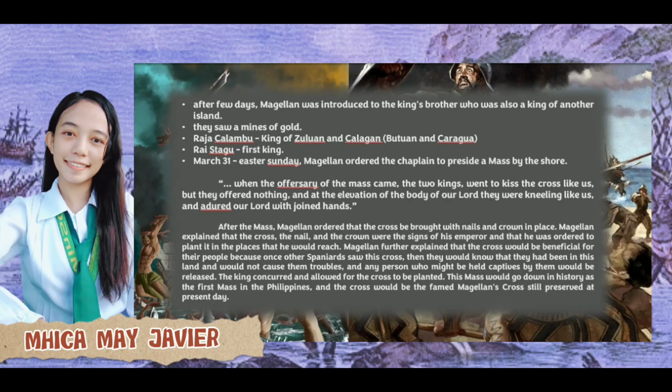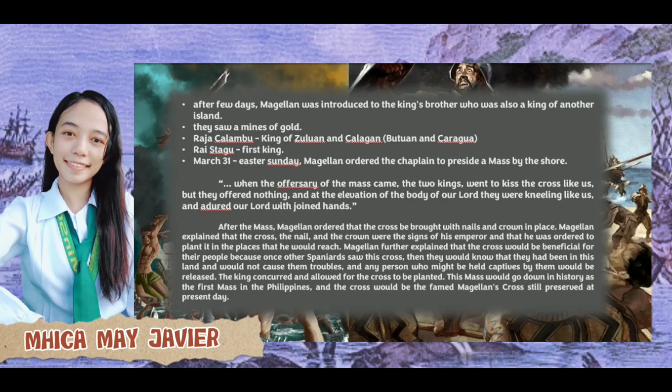Ang hari ay si Raha Kalambu, king of Saluan and Kalagan or Butuan and Caragua, and Ray Istago is the first king. On March 31, Easter Sunday, Magellan ordered the chaplain to preside a mass by the shore. At nung malaman ng hari na may misa sa tabing dagat, nagpadala ito ng 2 patay na baboy at dumalo rin sa misa kasama ang iba pang hari.